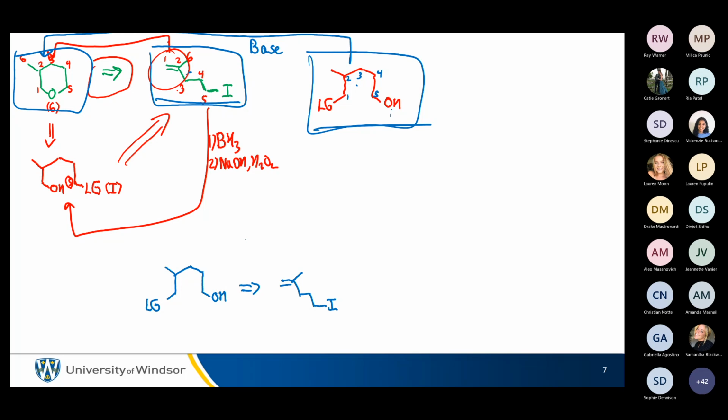The good freedom you've got is you can define that leaving group as anything you want. So let's say it's a bromide. And if I did an anti-Markovnikov addition of bromide, I would install bromide at that position.